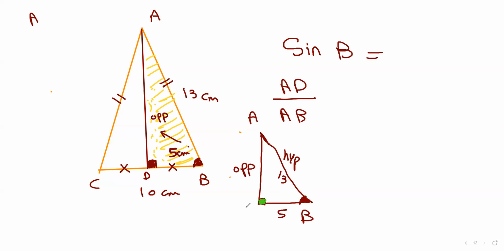13 power 2 minus 5 power 2. Yes. So AD to the power of 2 equals 13 to the power of 2 minus 5 squared, it will be 144. So AD is equal to what? 12. So sine is opposite over hypotenuse, it's 12 over 13. That's it.